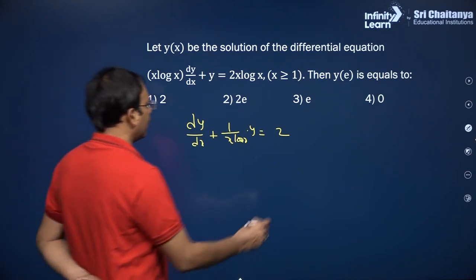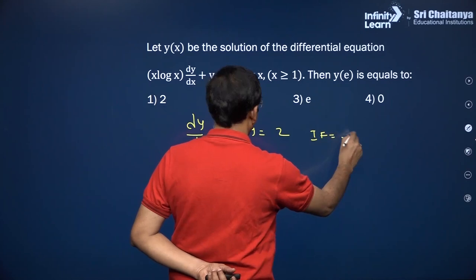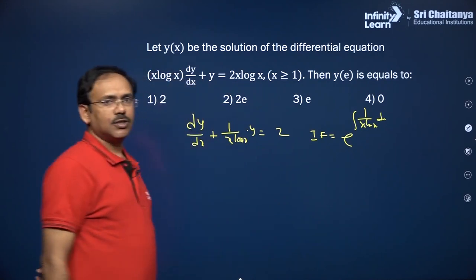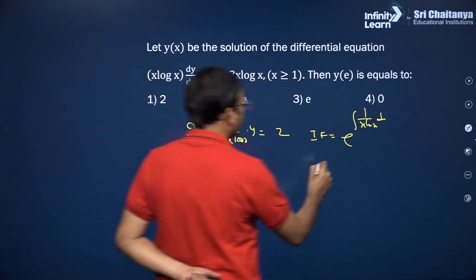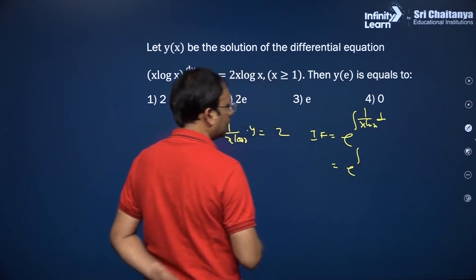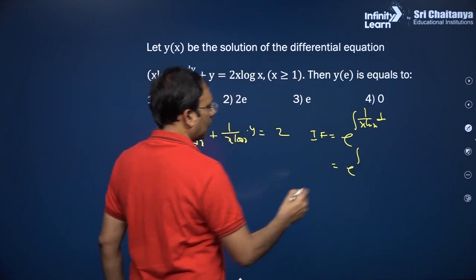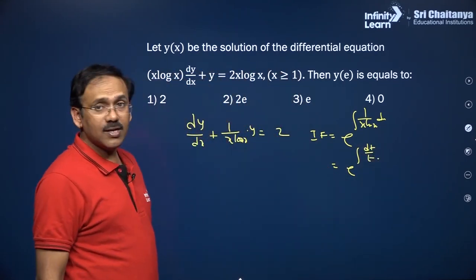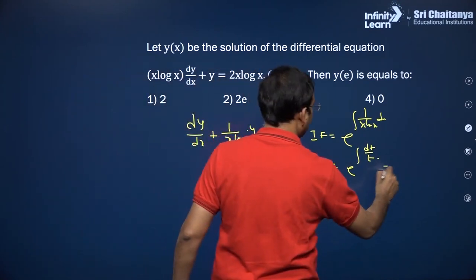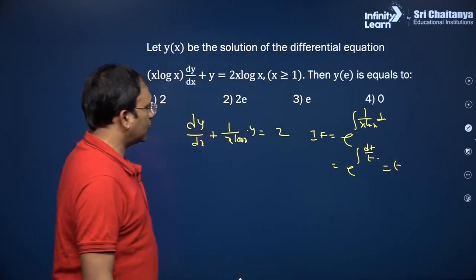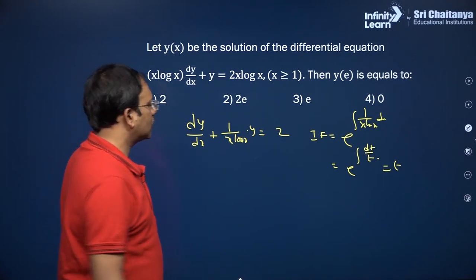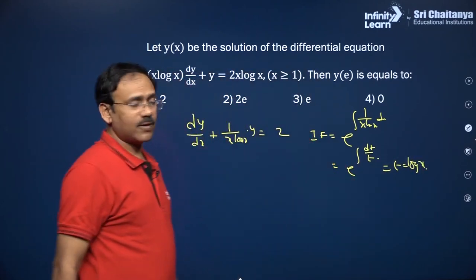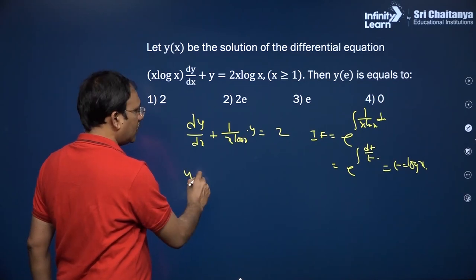So, for the LDE, the integrating factor is e power integral 1 by x into log x dx. So, if you take log x as t, 1 by x dx will become dt. So, e power integral dt by t, my dear friends. Integral 1 by t is log t, so e power log t means t, right. Now, I have taken log x as t, so t is nothing but log x, okay.